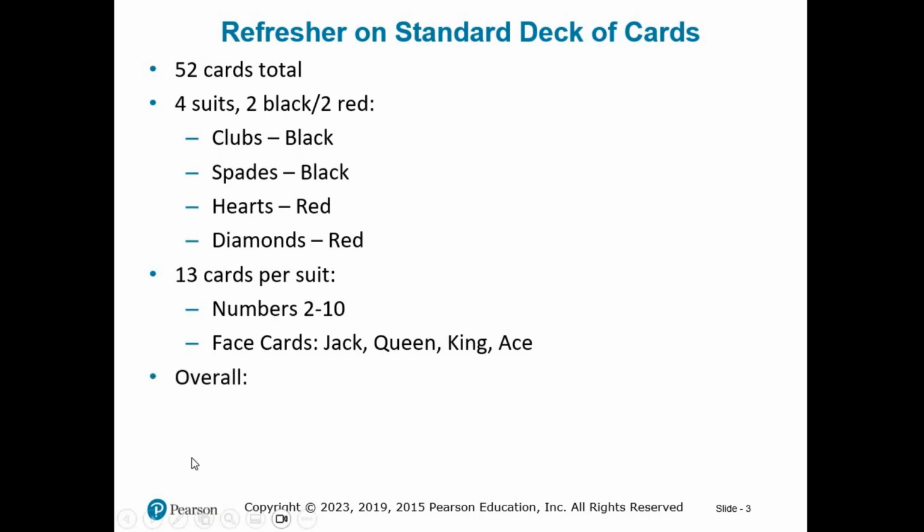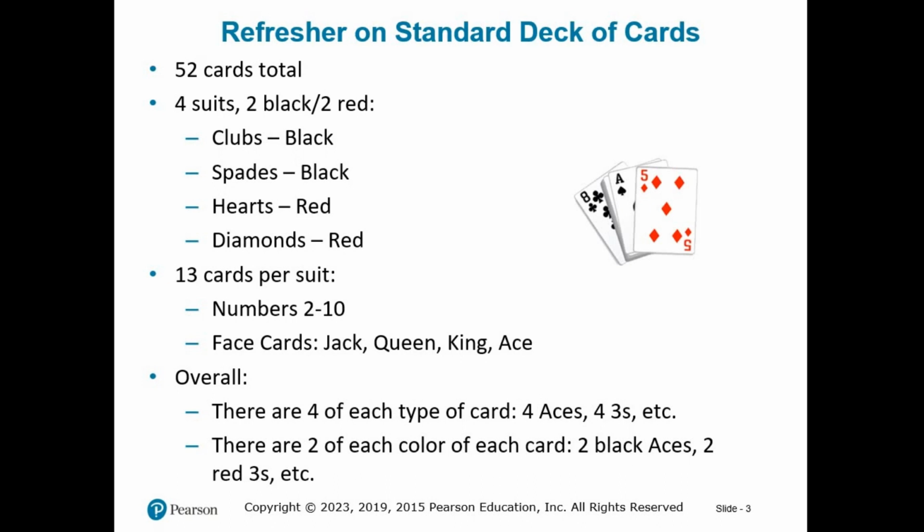Okay, what does this mean? Overall, what this means when you're dealing with numbers and drawing cards from a deck is that there are 4 of each type of card. For example, there are 4 aces, 4 threes, etc. And there are 2 of each color of each card. For example, there are 2 black aces, 2 red threes, etc.